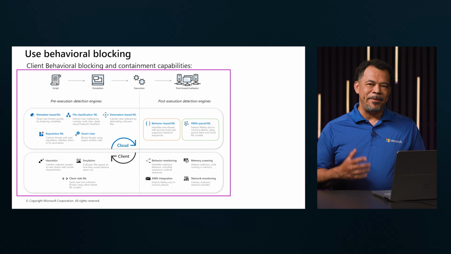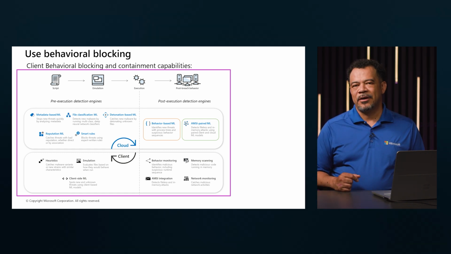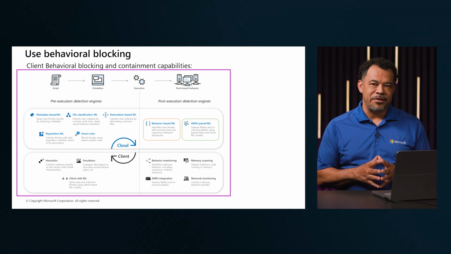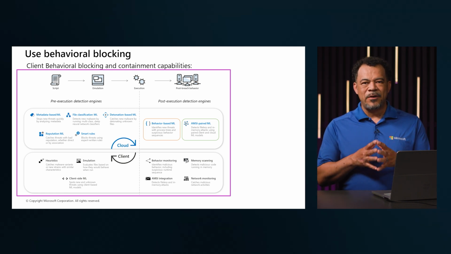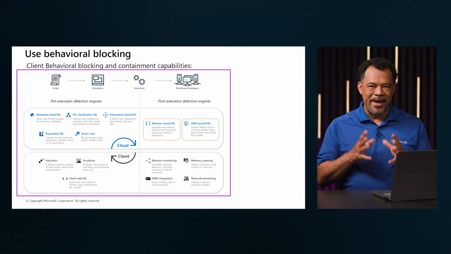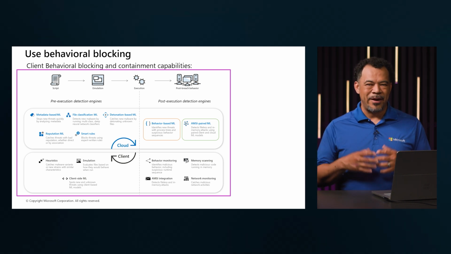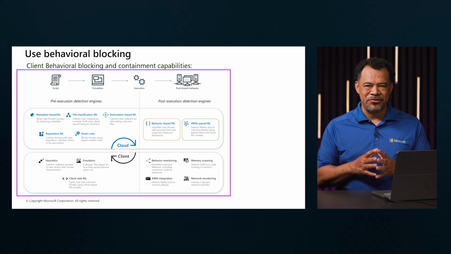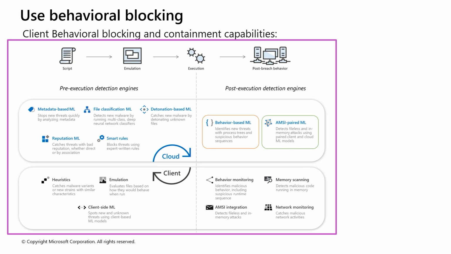So let's take a look at how behavior blocking and containment work in Microsoft Defender. The system uses a layered approach, starting with pre-execution detection, which stops threats before they even run using things like machine learning models that analyze metadata, file behavior, and reputation. But if something does slip through, post-execution detection kicks in, using behavior analysis, memory scanning, and AMSI integration to catch suspicious activity in real time. Together, these capabilities form a powerful defense that helps us stay ahead of both known and emerging threats.